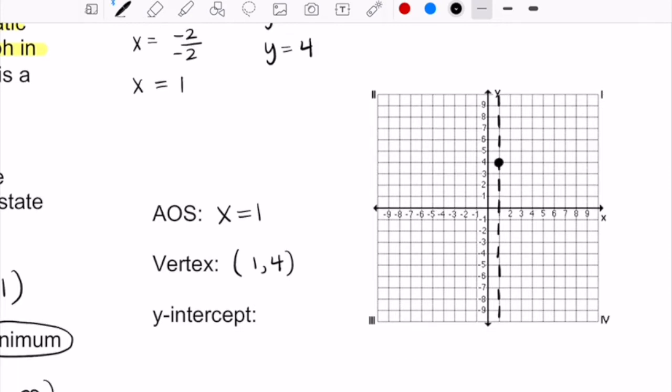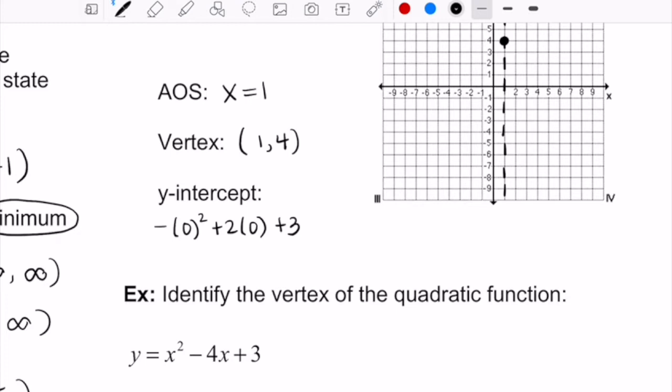The y-intercept of a graph is the point where the graph crosses the y-axis. You can determine that by plugging in a 0 for x. So looking at the work for this one, 0 squared would give you 0, 2 times 0 would give you 0, and then 0 plus 3 would give you 3. You can also remember that the y-intercept is always going to equal the c value of your graph. So here my y-intercept is going to be at the point (0, 3). So that's the point where the graph will cross the y-axis.